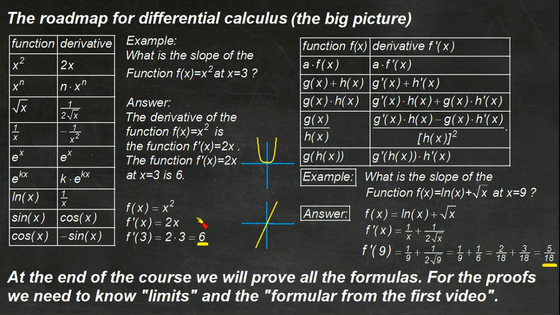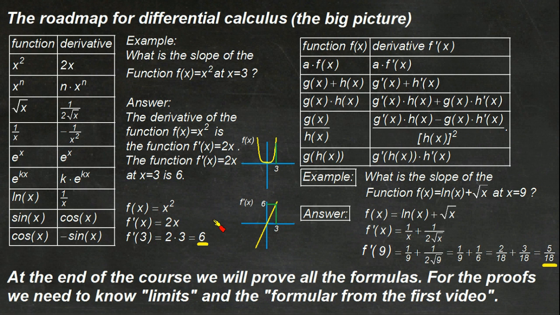The next step is I put in 3 for x. Why do I do this? Because I'm looking for the slope at x equals 3. So I have to put in 3 for x. And I get 2 times 3, which is 6. The solution is 6. The slope of the function f of x equals x squared at x equals 3 is 6.